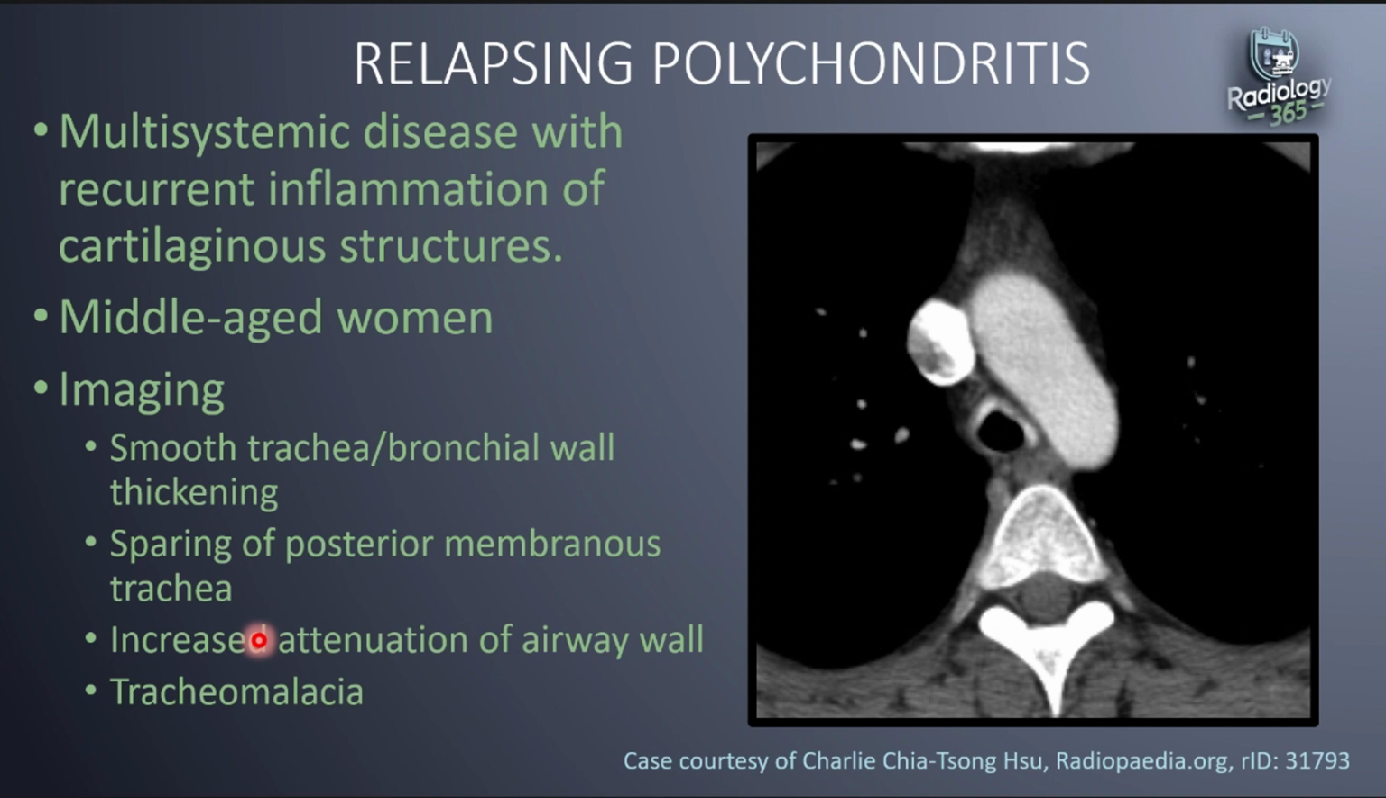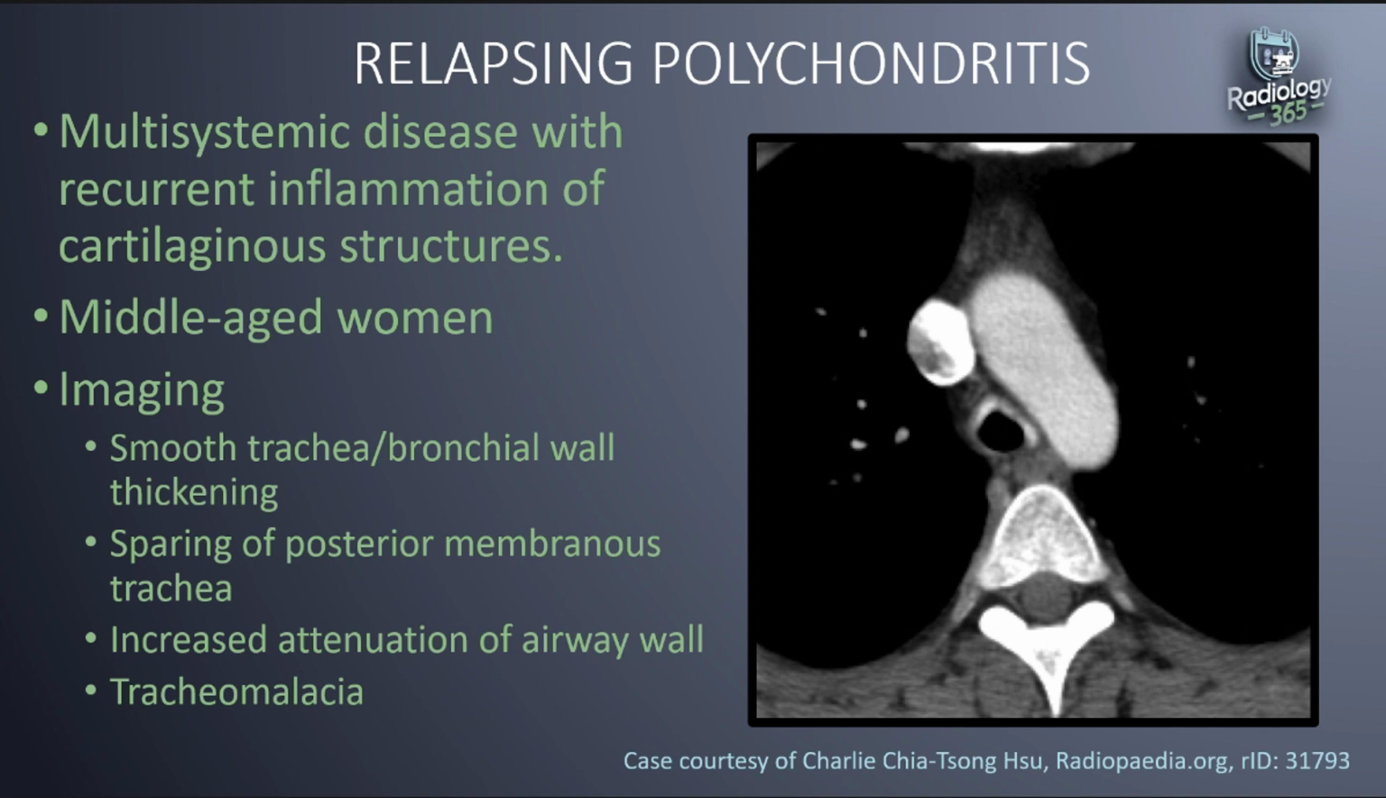Airway involvement is seen in 50% of patients. The larynx and the subglottic trachea are the most common sites of airway involvement. Relapsing polychondritis usually occurs in middle-aged women, and on cross-sectional imaging, we would see smooth tracheal or bronchial wall thickening with sparing of the posterior membranous trachea. We know that the tracheal cartilage is an incomplete ring with no cartilage in the posterior membranous portion. Therefore, it makes sense that we will not have involvement of the posterior membranous portion.